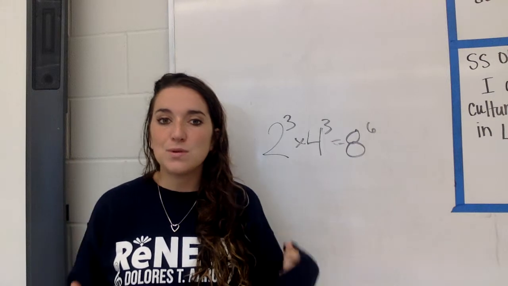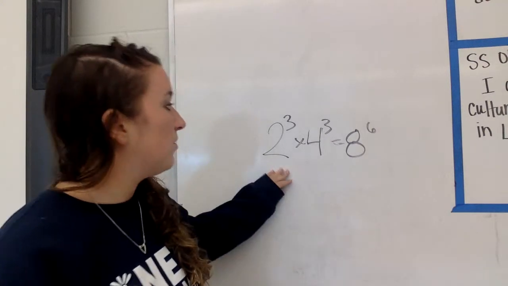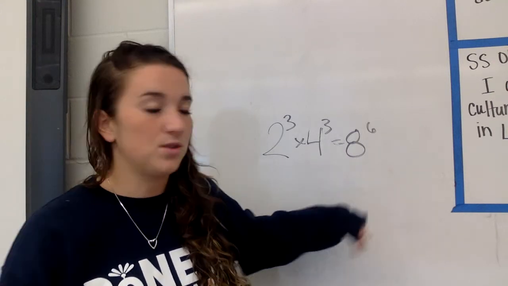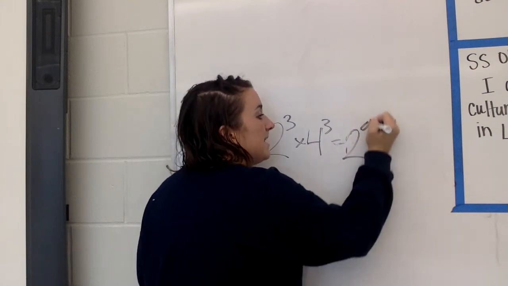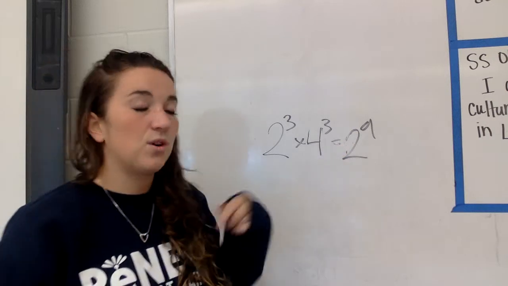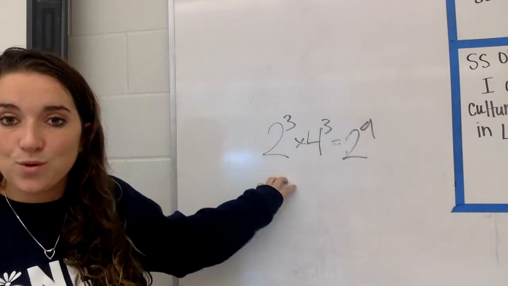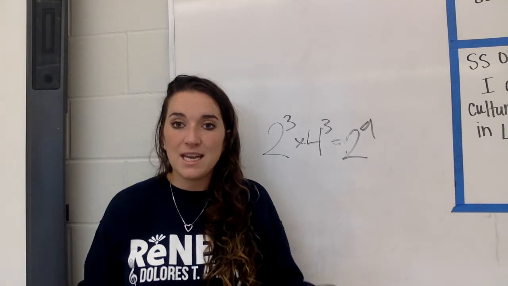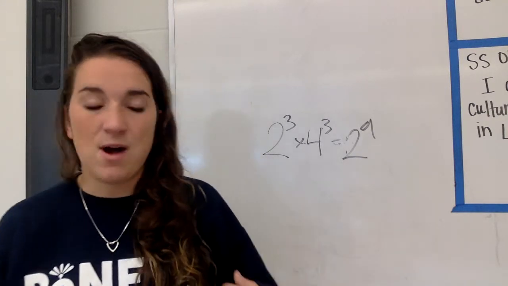Now it says use exponential notation to demonstrate why 2 cubed times 4 cubed equals 2 to the 9th power. In this problem, is the problem telling you that this equation is correct or incorrect? This equation is correct. It is giving you that. So don't try and argue with it if it is giving you the correct answer. You just need to explain why it's correct.